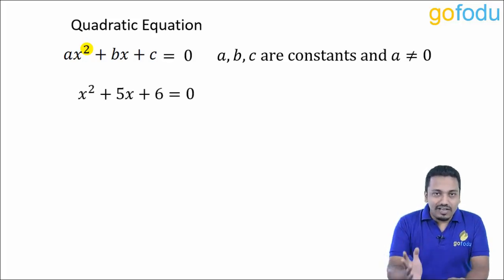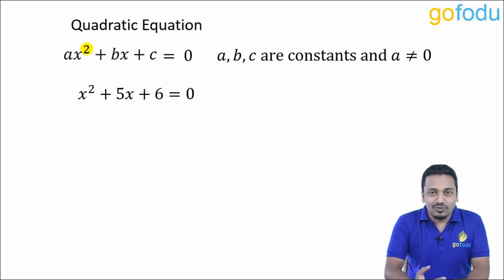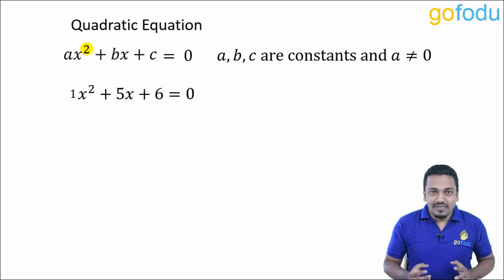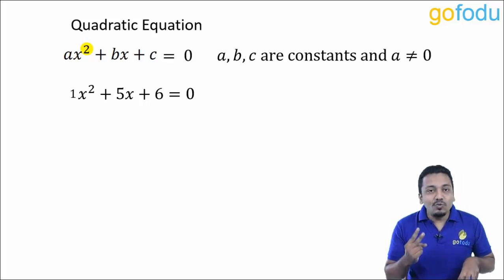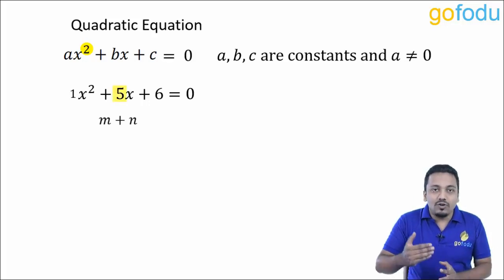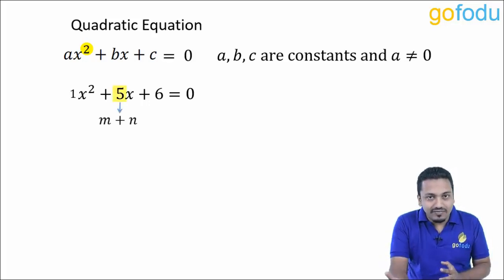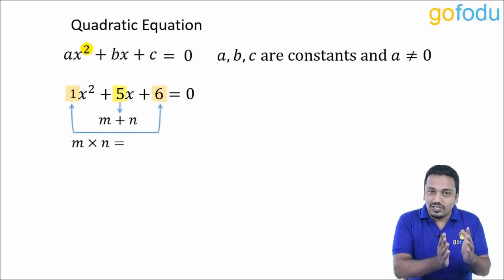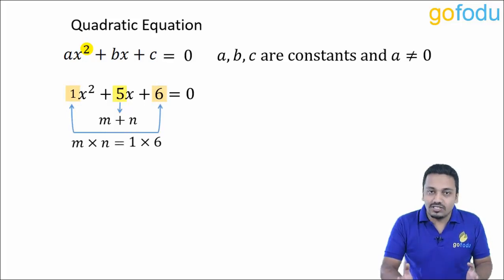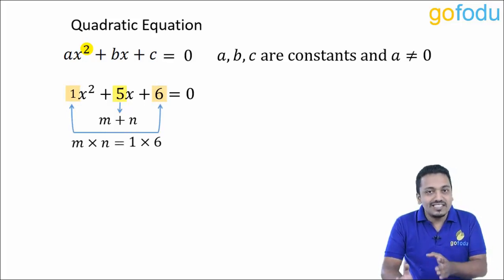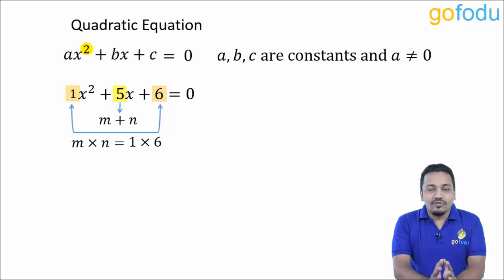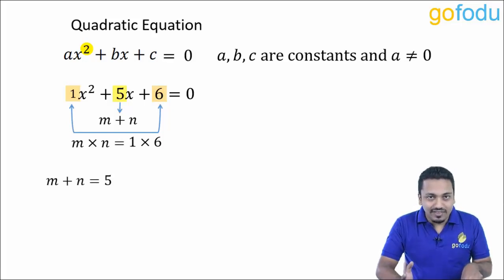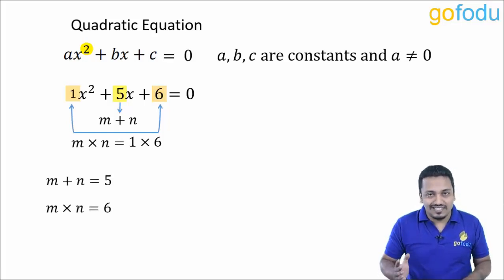x square plus 5x plus 6 is equal to 0. Now here the coefficient of x square is 1. Now to solve this, think of two numbers m and n such that their sum is equal to the coefficient of x, which is 5, and their product m into n is equal to the product of the coefficient of x square and the constant term, which is 1 into 6, 6. So we have m plus n as 5 and m into n as 6.